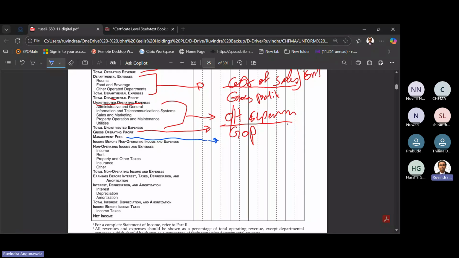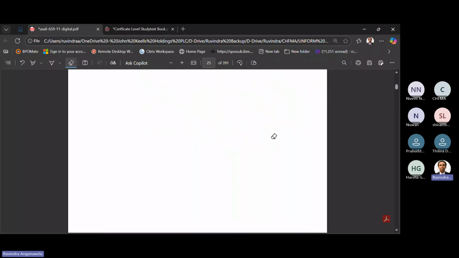After deducting the management fee from the GOP, you get something called the net operating income or expenses, income before non-operating income and expenses. Okay. Now listen very carefully. There are additional layers coming in, so you need to pay attention.